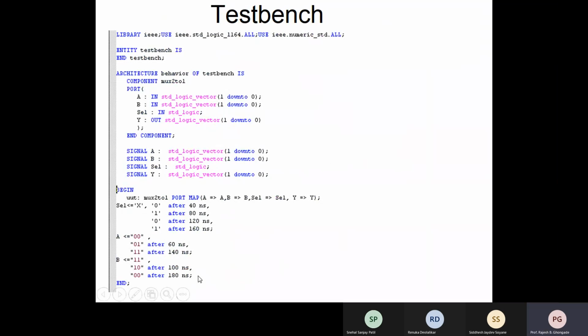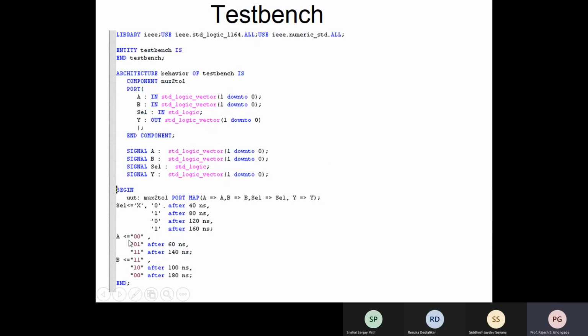Then this is the stimuli generation. So this part is the stimuli generation. So what do I test? Cell is don't care, okay, and is 0 after 40 nanoseconds. So I'm actually generating some kind of waveform on cell. All right, so 0 after 40 nanoseconds, 1 after 80 nanoseconds, 1 after 120. So I'm generating some kind of a waveform here. Just see how I'm generating the waveform.